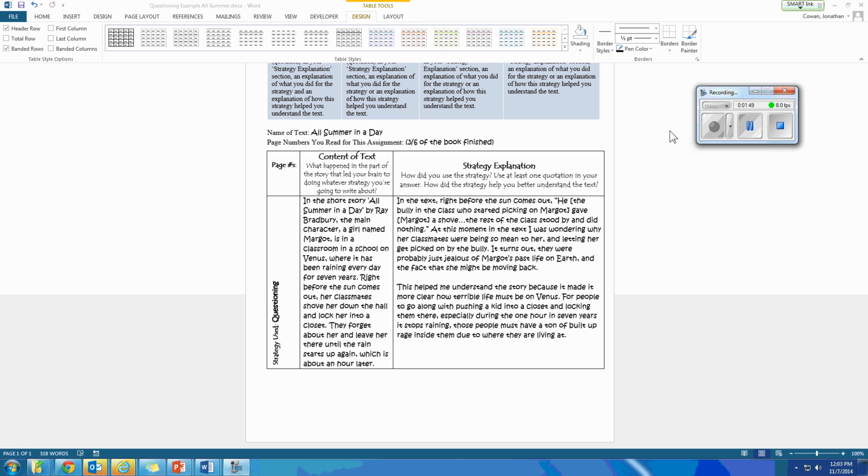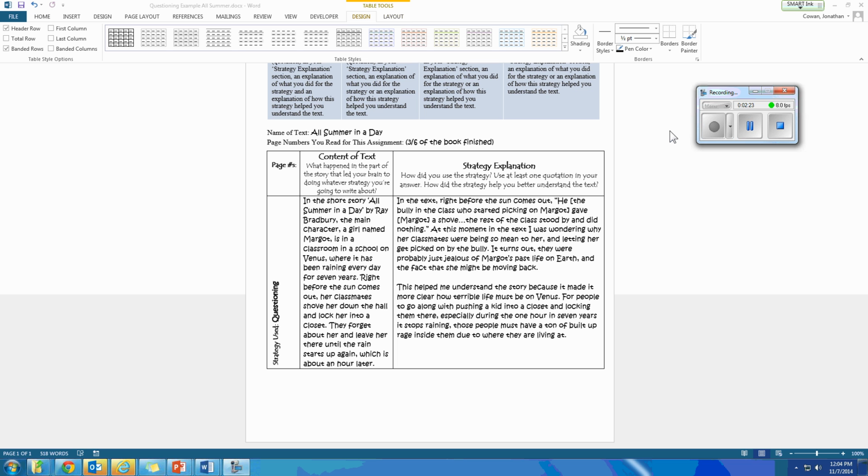Okay, so to start the example, let's look at the summary. The summary is relating directly to the part of the book that led me to ask my question. So here it is. In the short story, All Summer in a Day by Ray Bradbury, the main character, a girl named Margot, is in a classroom on a school on Venus where it has been raining every day for 7 years. So I got to provide that backstory, that information, that background details, because you got to write as if your reader has not read your book. Right before the sun comes out, her classmates shove her down the hall and lock her into a closet. They forget about her and leave her there until the rain starts up again, which is about an hour later.